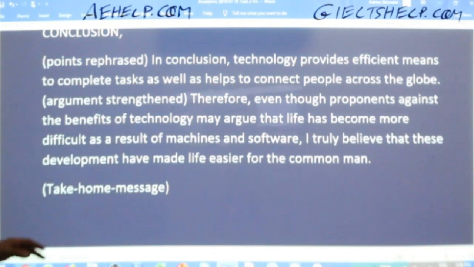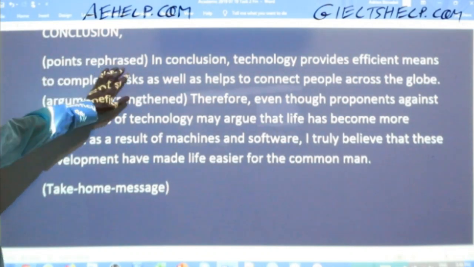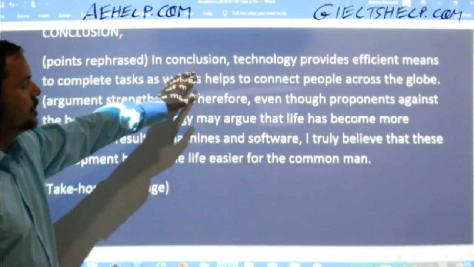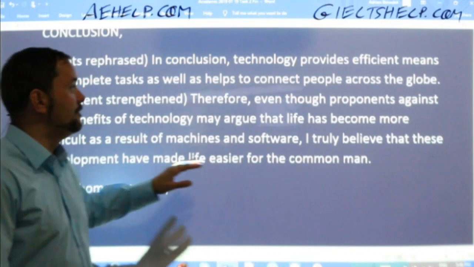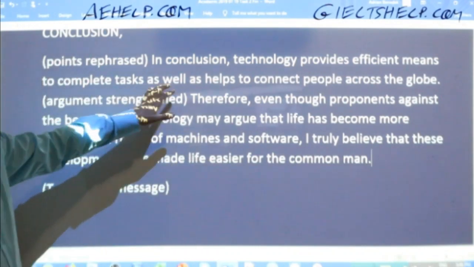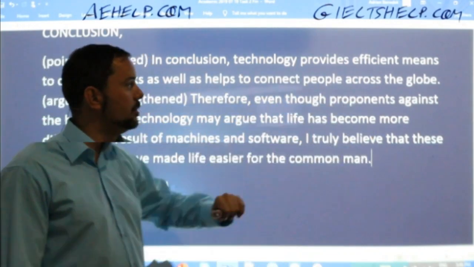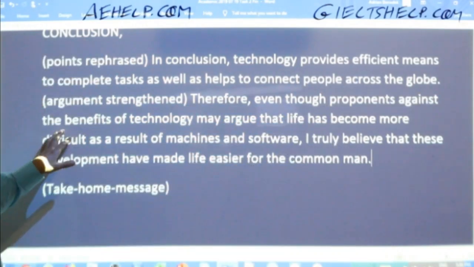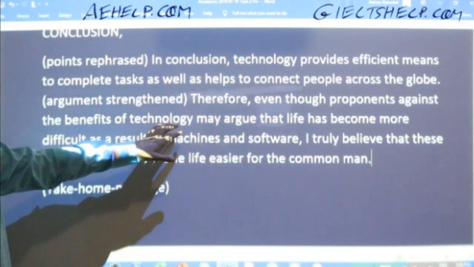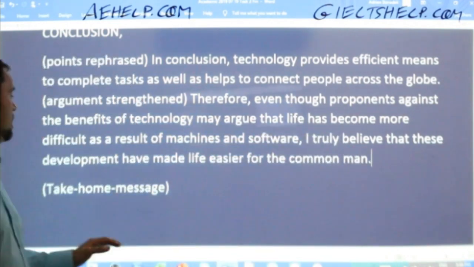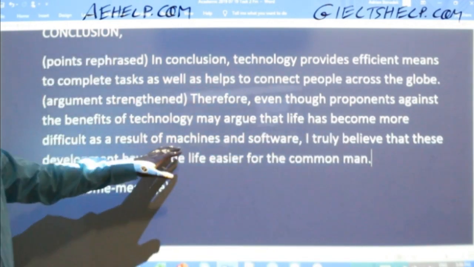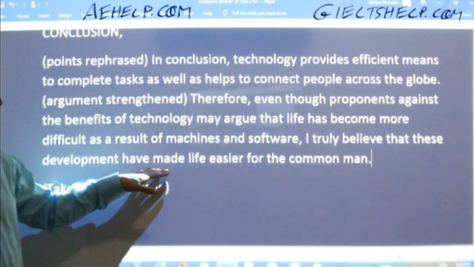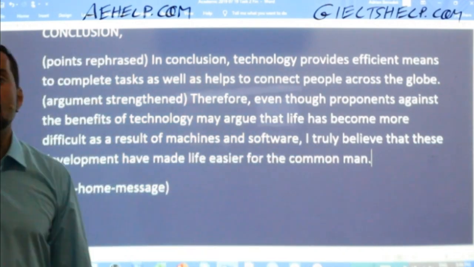Notice how it flows, students, with the points rephrased and the argument strengthened. You have a really nice flow. In conclusion, technology provides efficient means to complete tasks as well as helps to connect people across the globe. Therefore, even though proponents against the benefits of technology may argue that life has become more difficult as a result of machines and software, I truly believe that these developments have made life easier for the common man.